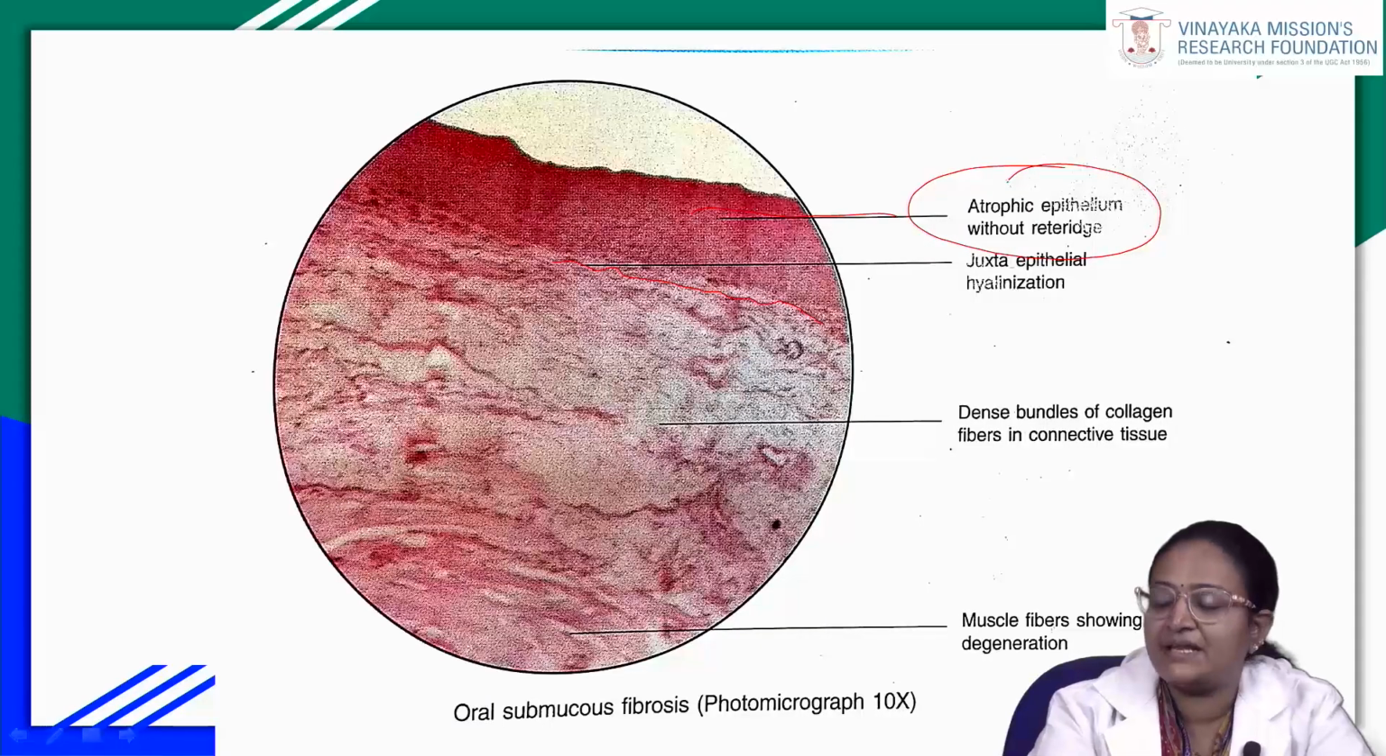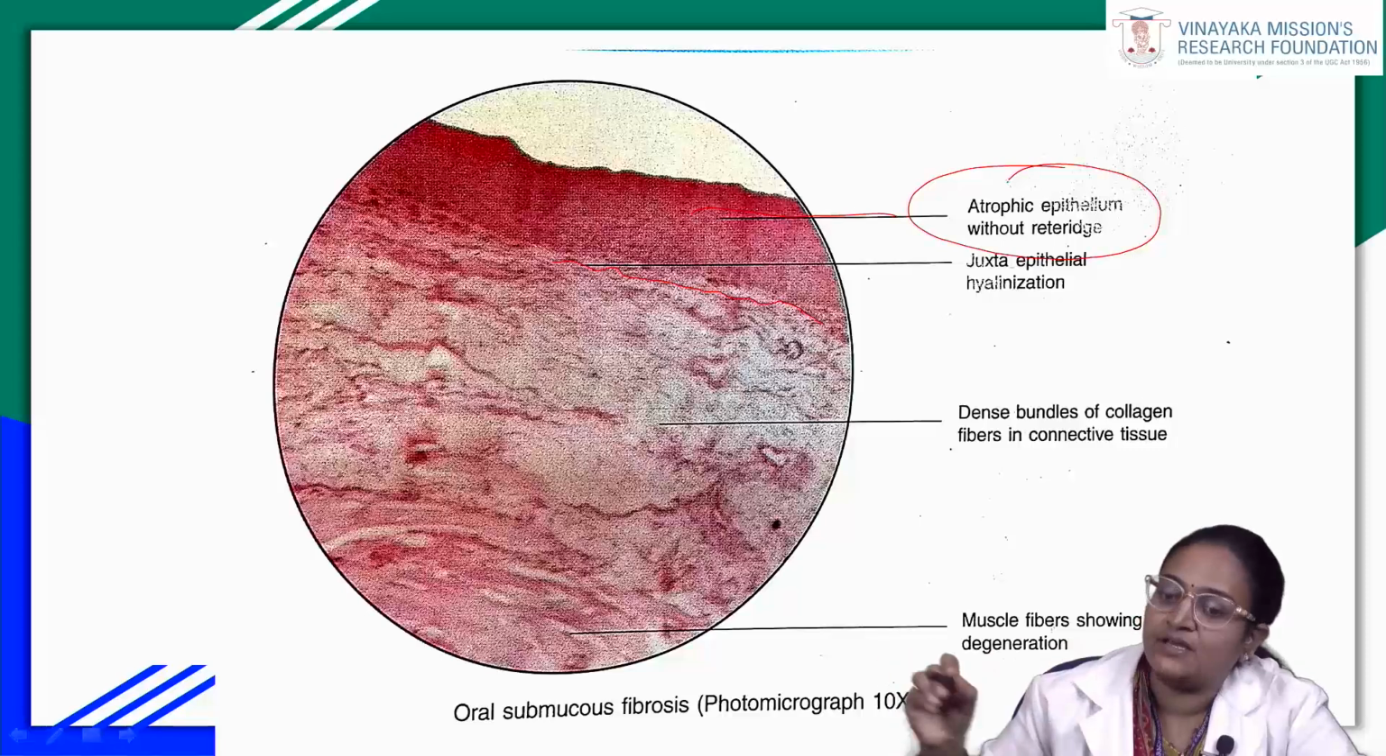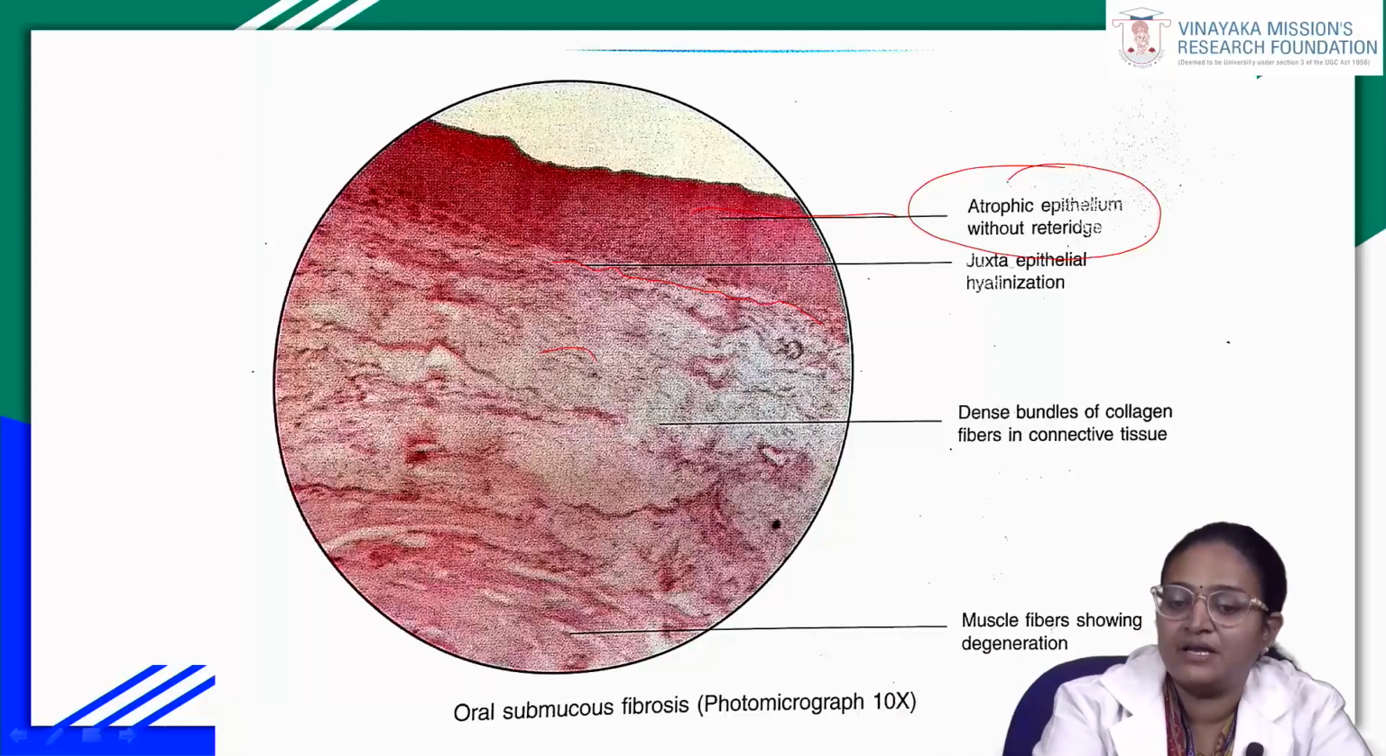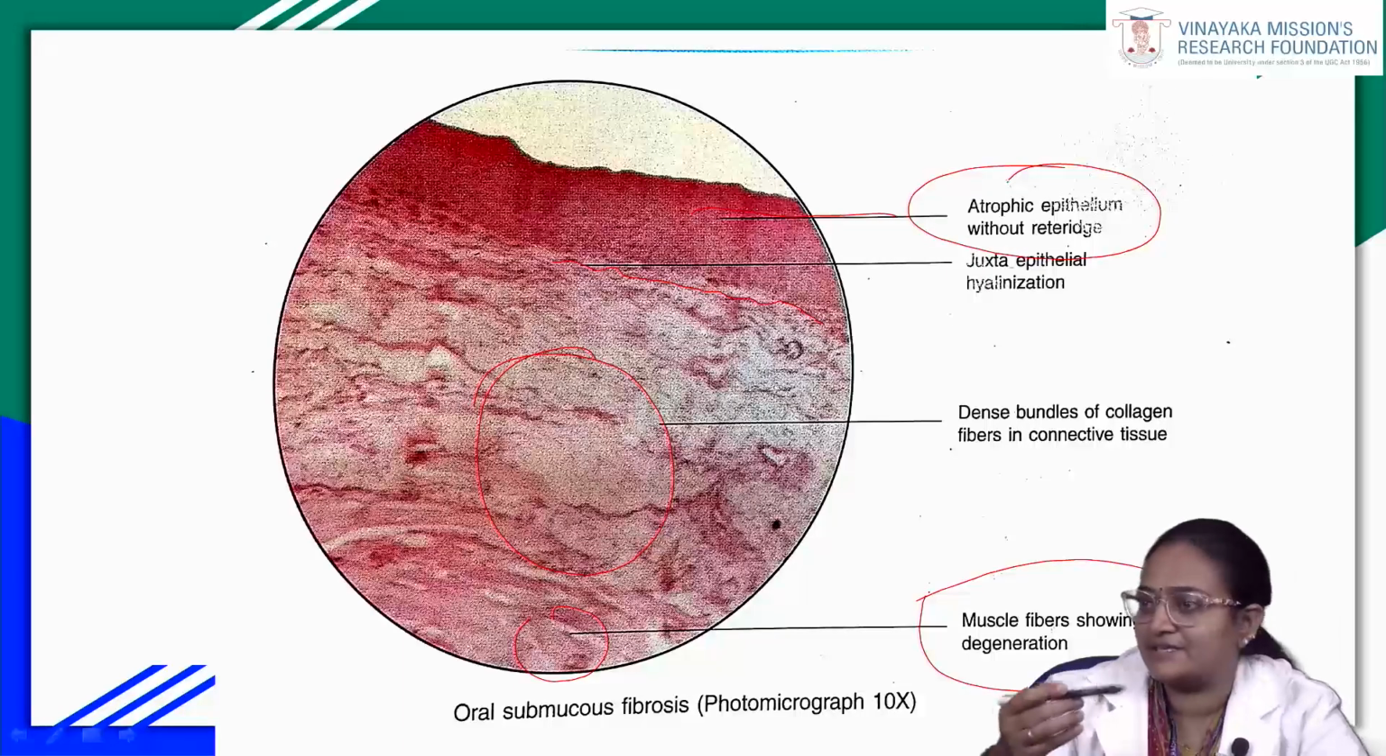Just beneath the epithelium there is a hyaline line, that is called juxta-epithelial hyalinization, and below, in the connective tissue, you are able to appreciate the dense bundles of collagen fibers, and below that you are able to appreciate the muscle fibers showing degeneration.